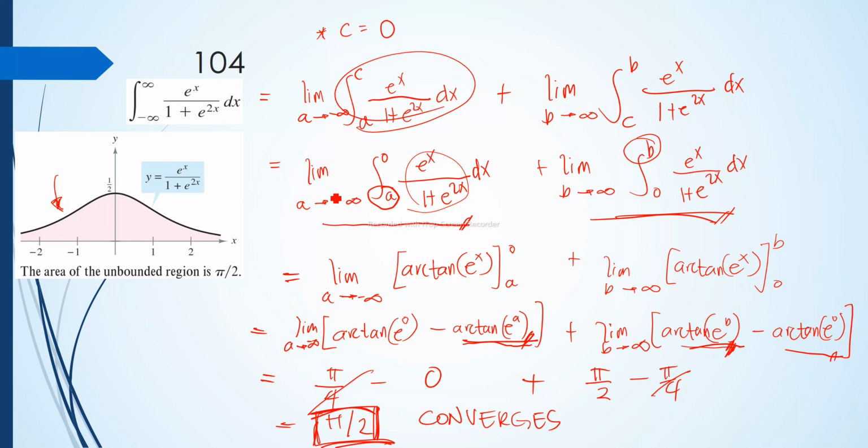Okay, so that's for the first type of improper integral. For our integral having either the upper or the lower limit that approaches infinity, or both the upper and lower limit that approaches a positive or a negative infinity.